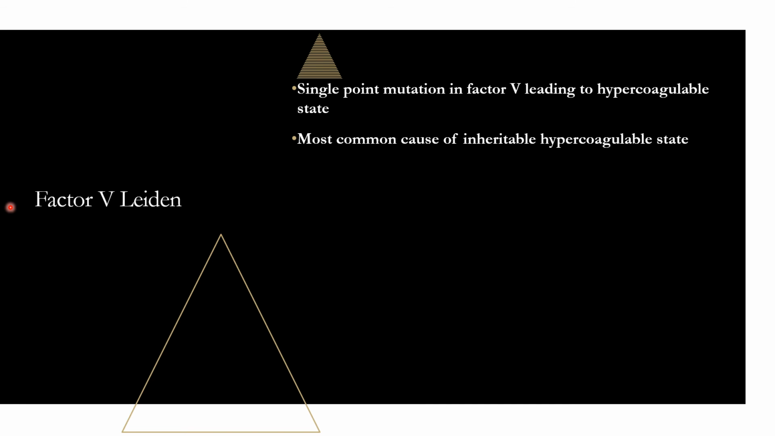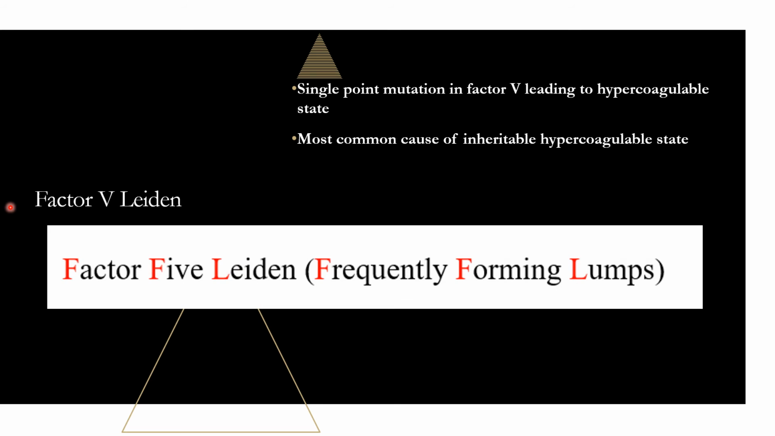All right, so this is your most common cause of inheritable hypercoagulable state. So that's important to know, because if they ask you a question with clotting, even if you just guess factor V, you'll probably be right because it's your most common cause. The way that I used to remember that, it's kind of silly, but hopefully it works for you. I used to remember factor V Leiden stood for frequently forming lumps. Those lumps in my head are clots. So I used to remember factor V Leiden was the most common cause of your hypercoagulable state. Frequently forming lumps, that's factor V Leiden.